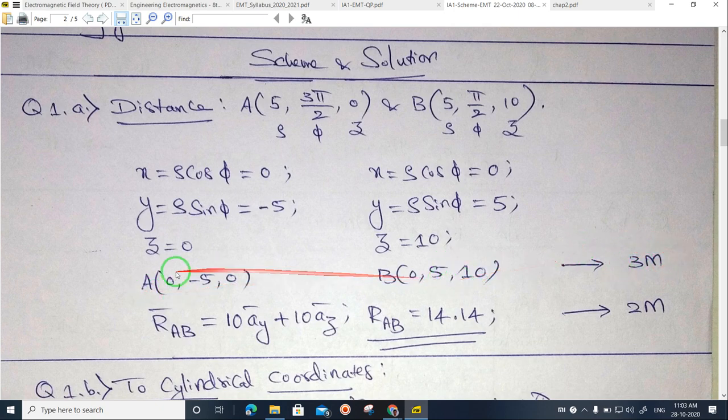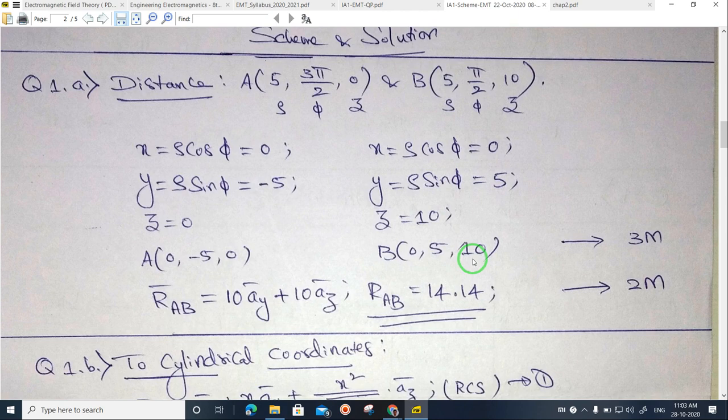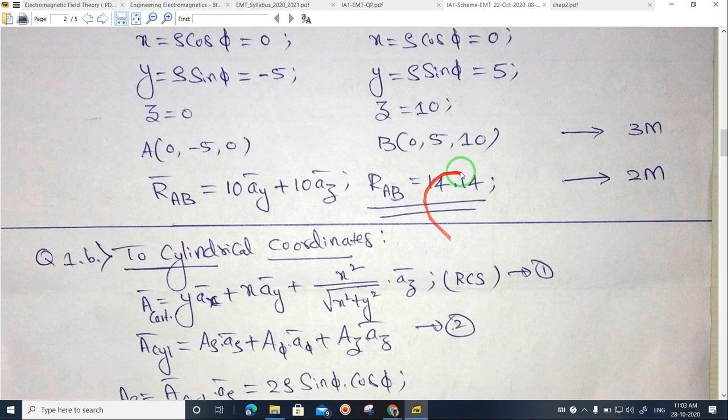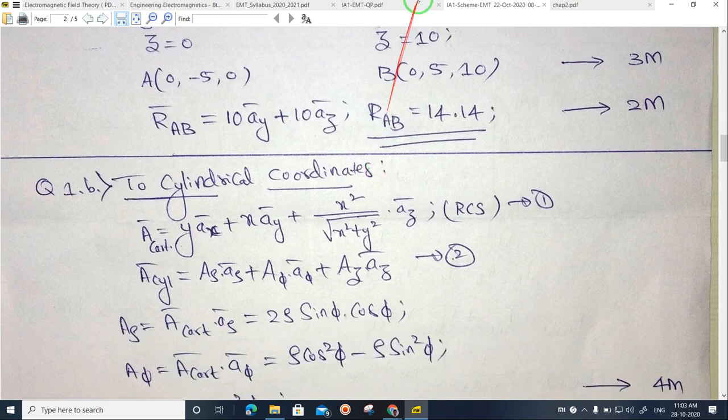Then, it is asked to calculate the distance between points A and B. So first find out the distance vector, RAB. I have point A, I have point B. So it is 10 ay plus 10 az. Find the magnitude: under root of 10 square plus 10 square, right? So 14.14. If you do this, 2 marks, 3 plus 2, 5 marks, right? This is the distribution. After this, some people have done some other thing. Incidentally, they have not understood the question properly.